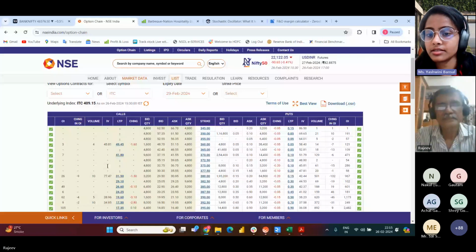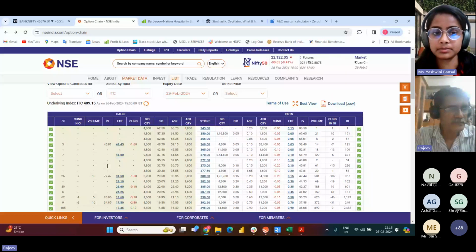So I think that answers Archit. Next up we have: what is the upper circuit in stocks? As now the Paytm share price hit its upper circuit recently for many days and purchasing was not able to be done during market time.